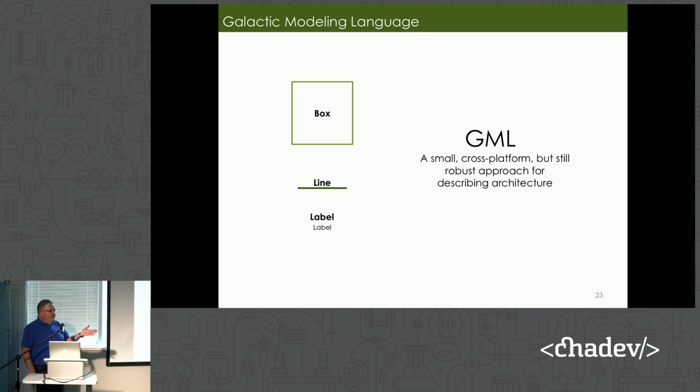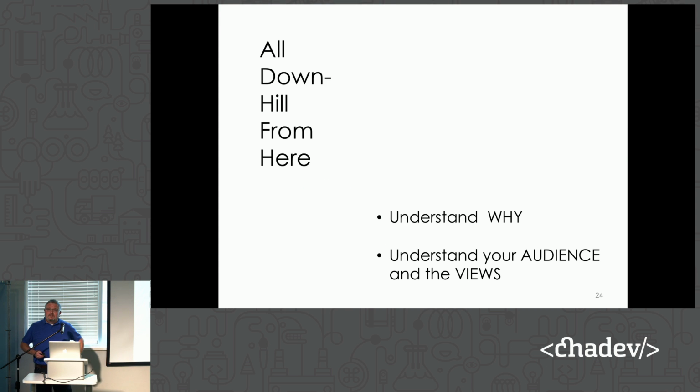And believe it or not, we learned the first framework. We actually learned the GML. The GML is a galactic modeling language that everyone should learn how to use. It's boxes, lines, and labels. If you can't draw the system out with boxes, lines, and labels, chances are we might need to get together and talk a little bit. So really, it's all downhill from here.